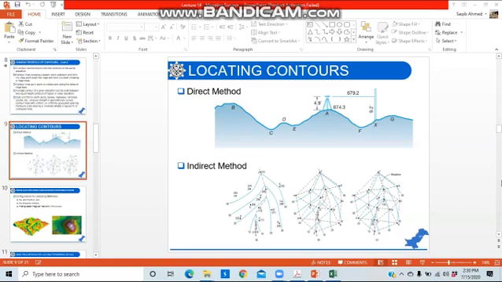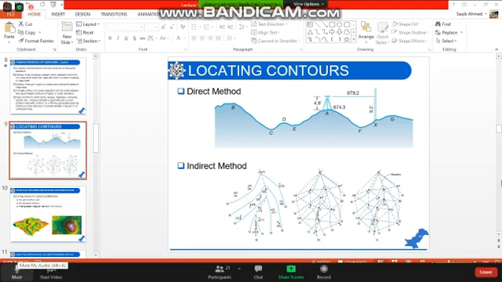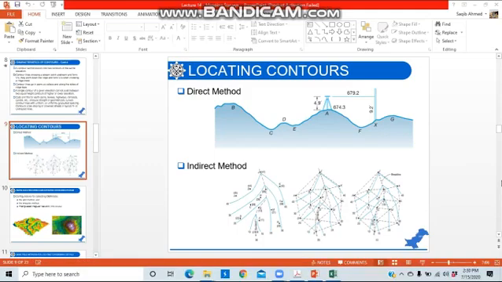The indirect method, in indirect method, you do not divide that area into equal size segments. Rather, you choose what is the best point to take the measurements. If there is a steep slope, you will take a lot of measurements there. If there is a river, you will take a lot of measurements there. If there is a ridge, you will take a lot of measurements around that ridge because you want to close the contours there. If there is a highway, you will take a lot of measurements along the highway to put the exact location of the highway.